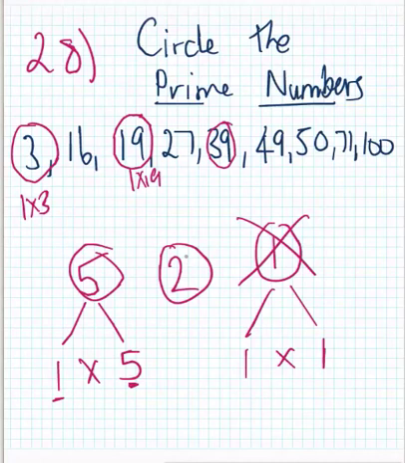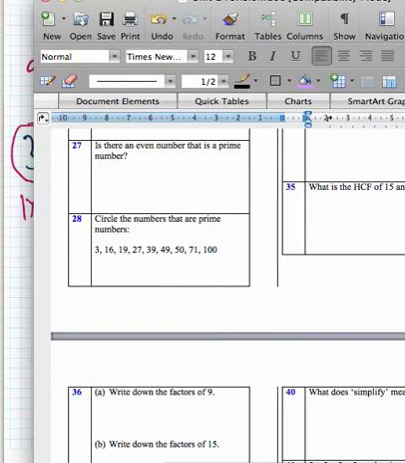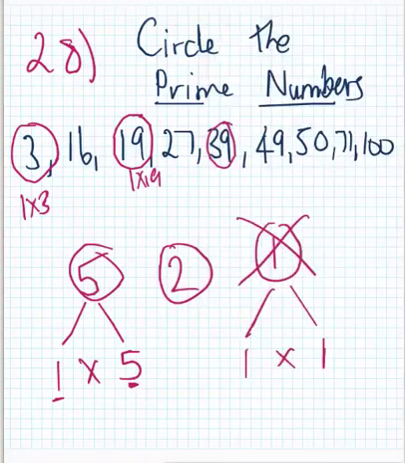And that actually answers question 27. Question 27 says, is there an even number that's a prime number? Yes, there is. The number is only 2. 2 is the only even prime number. So that's the answer for question 27. So 50 is even, so it's definitely not a prime number.